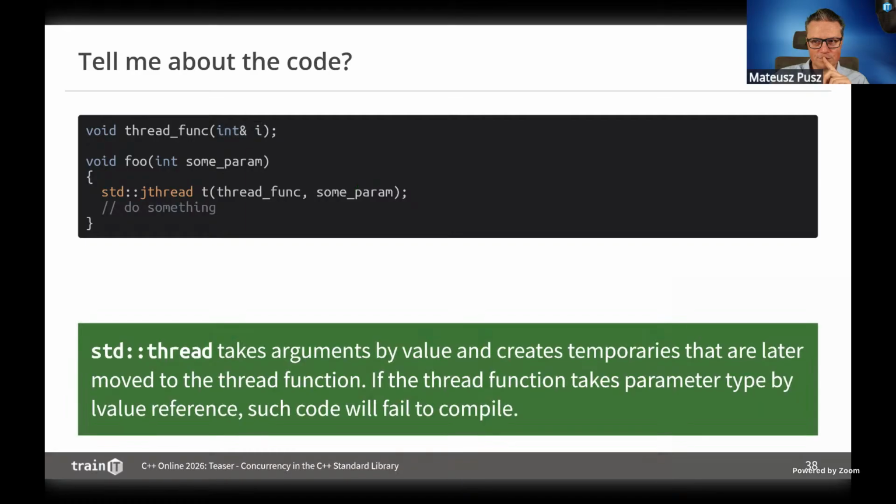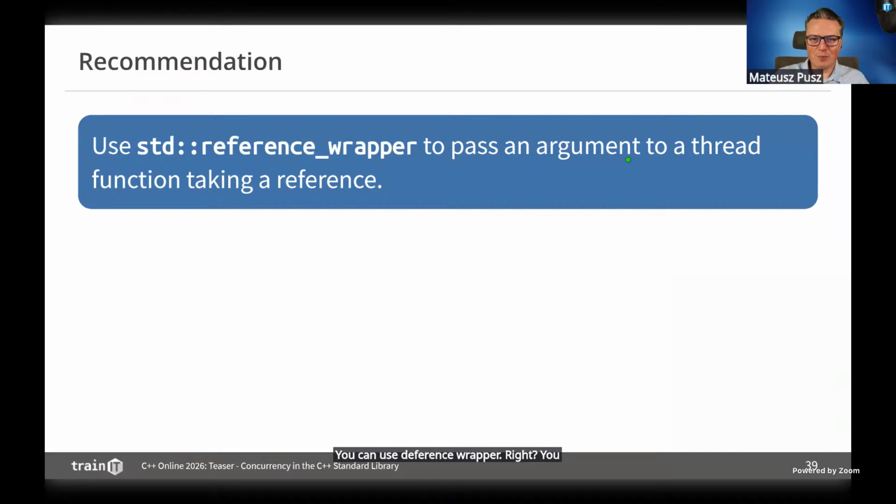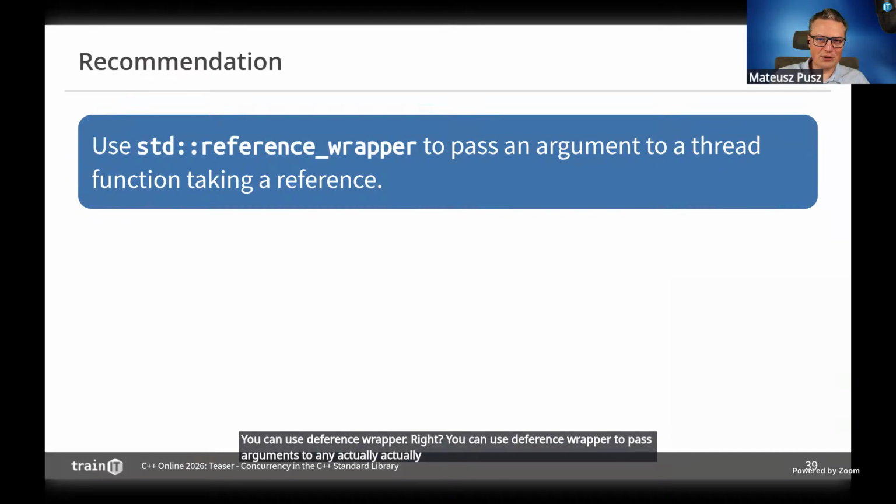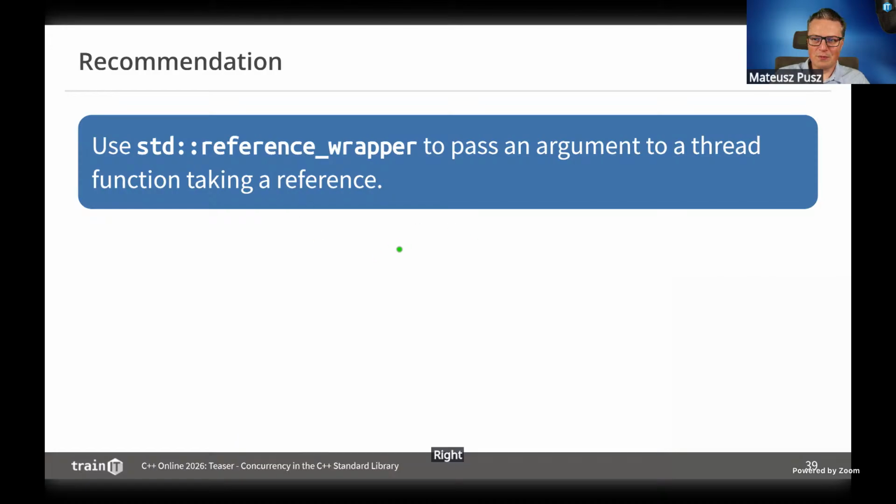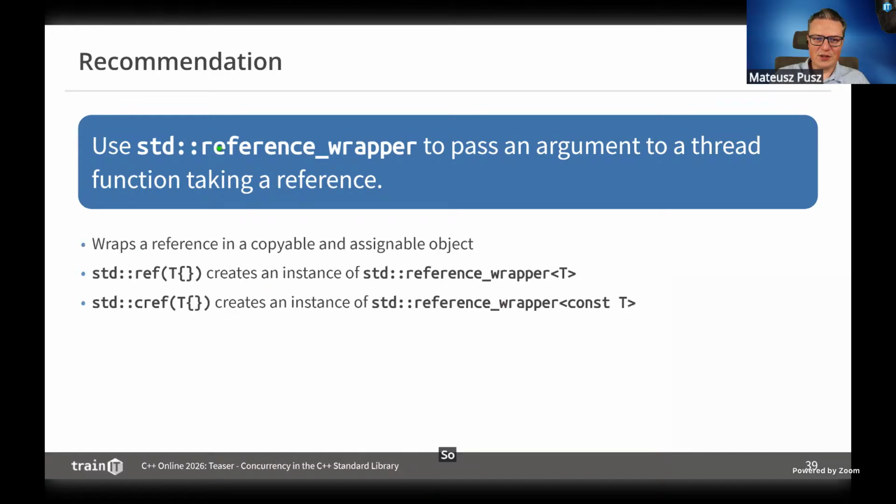Okay. But sometimes you really want to pass something as a reference to your thread and not make it dangling, right? So how should you deal with that with such an interface? For that, you can use reference wrapper, right? You can use reference wrapper to pass arguments to actually any template, not only thread, right? And this will basically work as a reference capture for you. So basically the reference wrapper just behaves as a reference and it can be copied or assigned. So basically it stores a pointer inside.